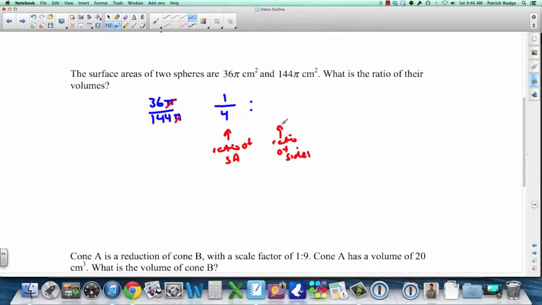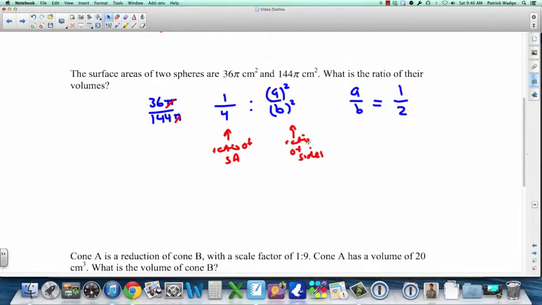So let's just call the ratio of sides A over B, and let's think, what is the relationship between the ratio of sides and the ratio of surface areas? Well, what we saw last time is the relationship is you take the ratio of sides and you square them, like this. So what numbers must go in here to the A and the B? Well, what squared equals 1? 1. What squared equals 4? 2.